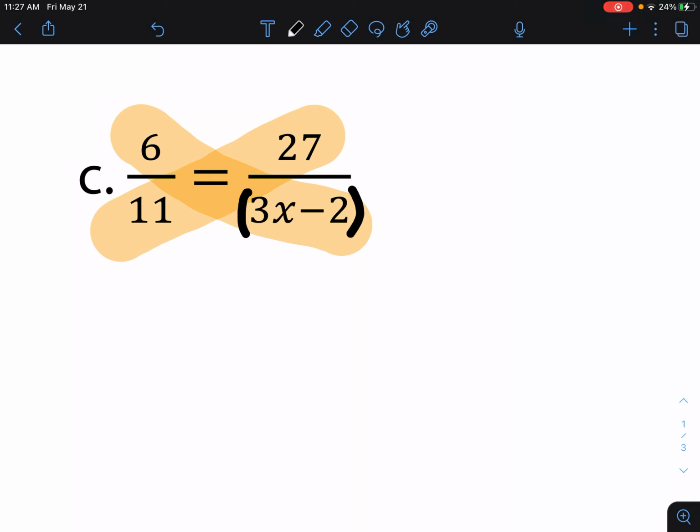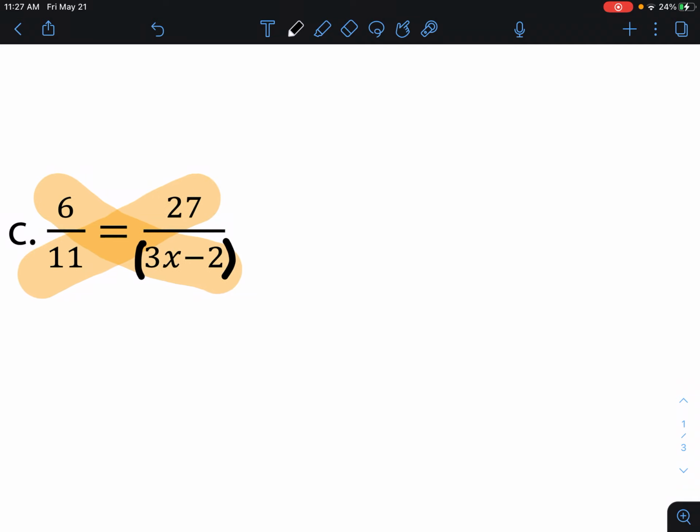And when I'm doing these, if the variable is only in one spot, I'm going to choose to do that one first so it's on the left side of the equation. Okay, so I'm going to do 6 times (3x minus 2) equals 11 times 27.